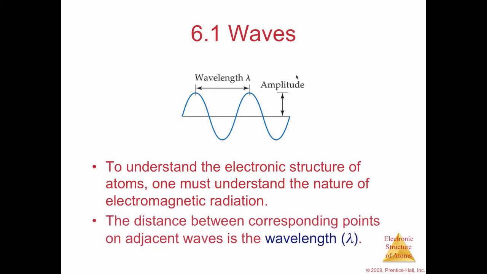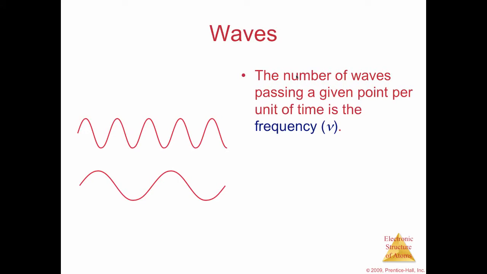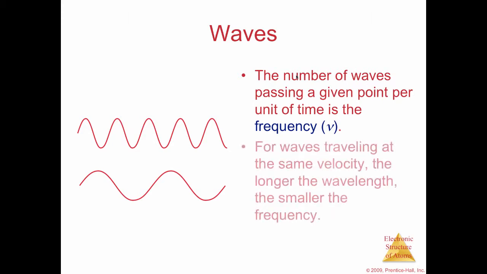The distance between corresponding points on adjacent waves is called the wavelength, and it's given the symbol lambda. You should note that this could be between crests on the waves or between the troughs on the waves. The number of waves passing a given point per unit time is called the frequency, which is given the symbol nu. For waves traveling at the same velocity, the longer the wavelength, the smaller the frequency.